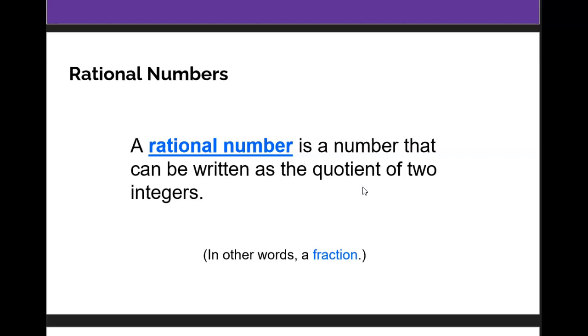A rational number, there's that vocabulary term we talked about in the objective. A rational number is a number that can be written as the quotient. When we say quotient, we mean that we're dividing the quotient of 2 integers. So basically what we're saying is a fraction. A rational number is the same thing as a fraction.